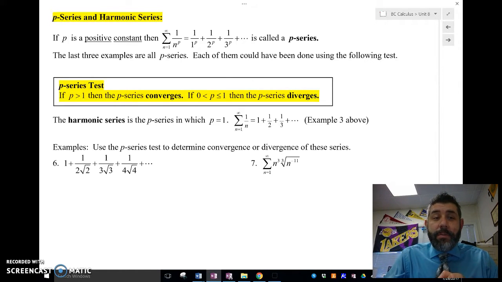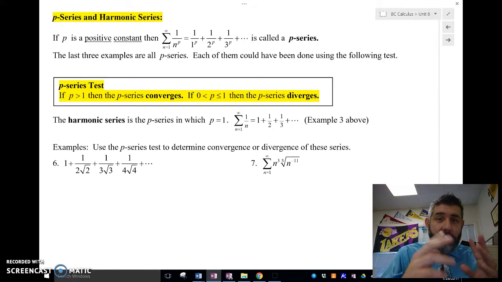Now, a P-series is a series that basically has 1 over n to the p, with p being any power, but there's a neat little test that works for P-series. So if you have a series in that form, 1 over n to the p, if the p is greater than 1, then the P-series is going to converge. If the p is less than or equal to 1 but greater than 0, that series is going to diverge.